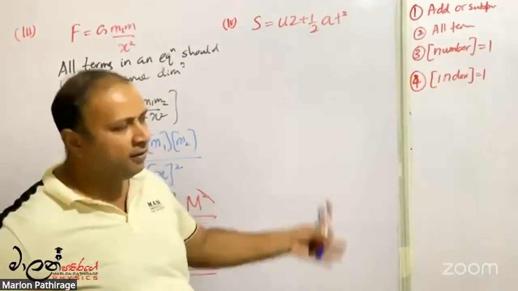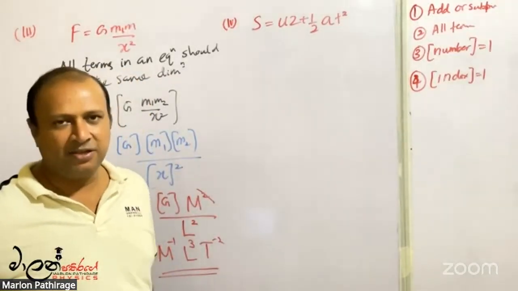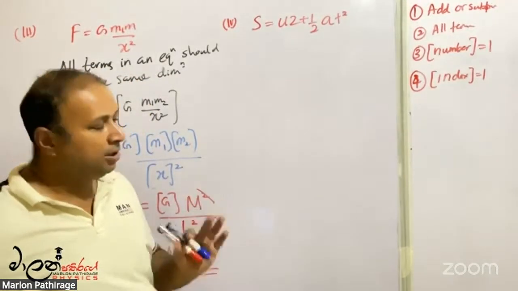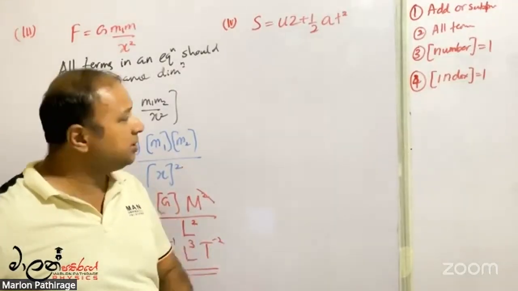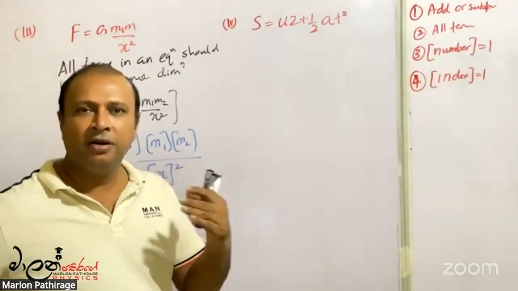Then you have to follow the rules of dimensions. Actually, there are about 9 rules. Now we have discussed 4 rules. Therefore, you can use them.